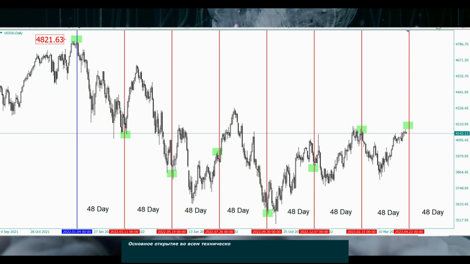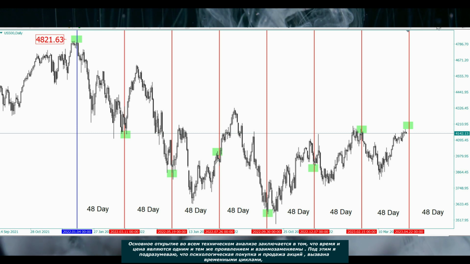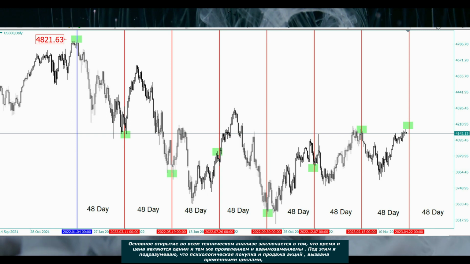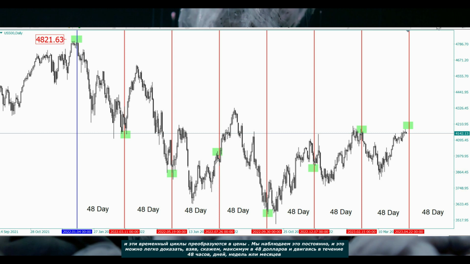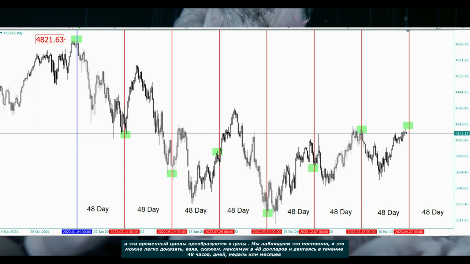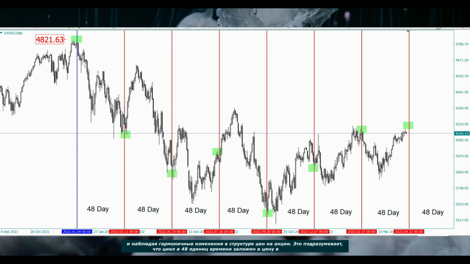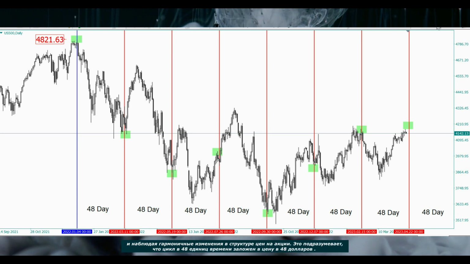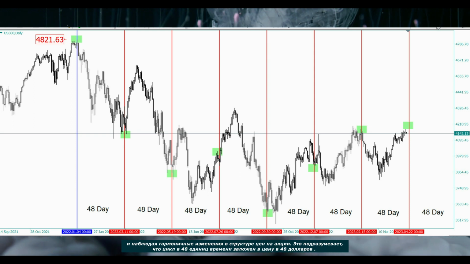The main discovery in all technical analysis is that time and price are one and the same manifestation and are interchangeable. By this I mean that the psychological buying and selling of stocks is caused by time cycles, and these time cycles are converted into prices. We observe this constantly, and it can be easily proved by taking, say, a maximum of $48 and moving for 48 hours, days, weeks or months and observing harmonious changes in the structure of stock prices. This implies that a cycle of 48 units of time is included in the price of $48.